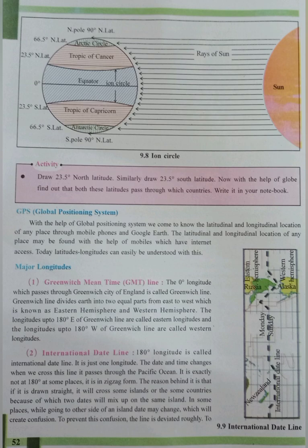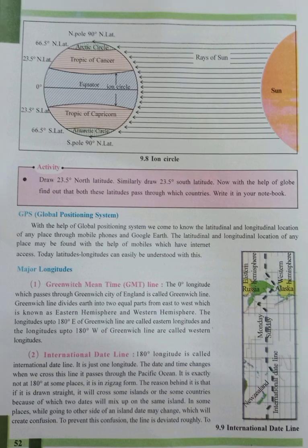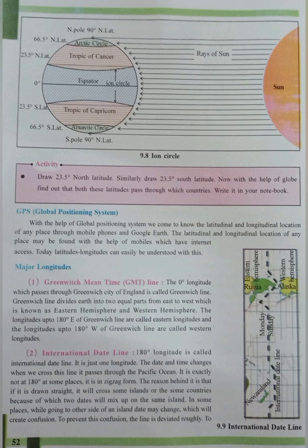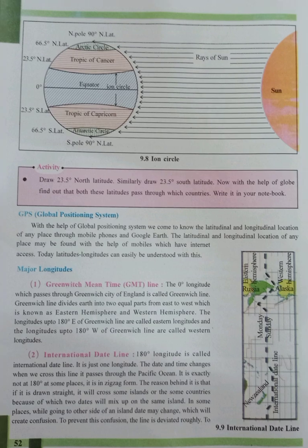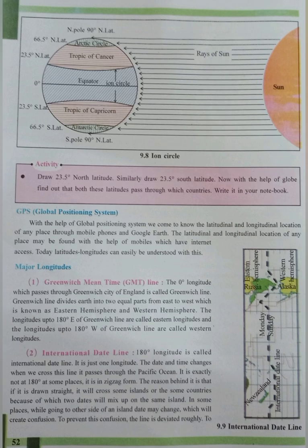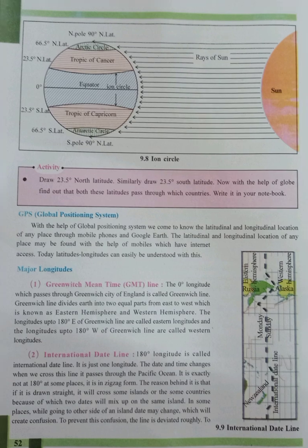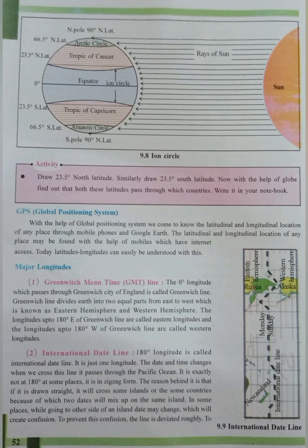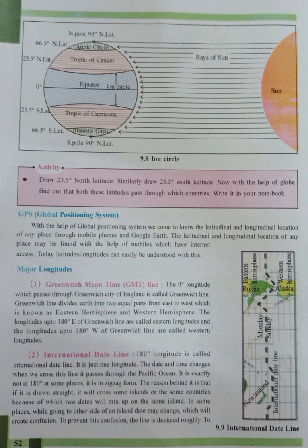Students, the 180 degree longitude is known as International Date Line. The 180 degree longitude is only one longitude. One day and a date have to be added while crossing this line from east to west. Same way, one day and date have to be deducted while crossing this line from west to east. The day and date changes when this line is crossed.